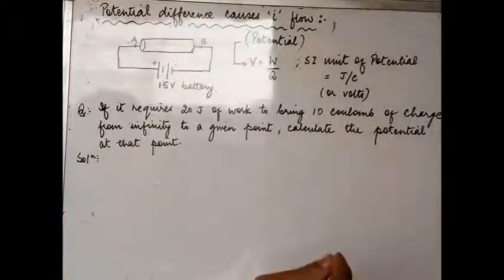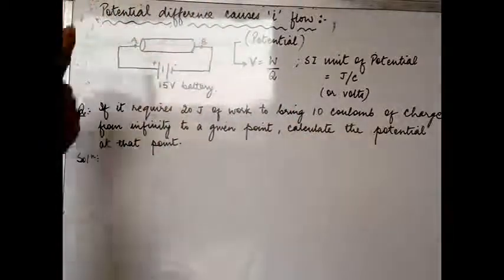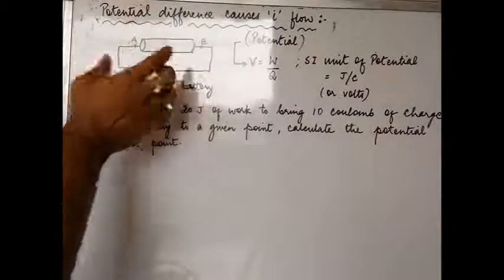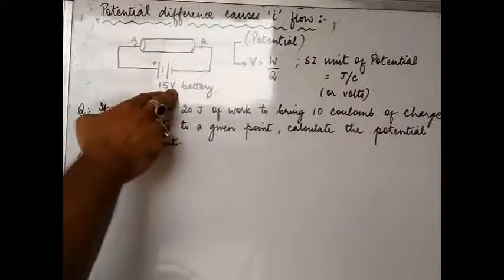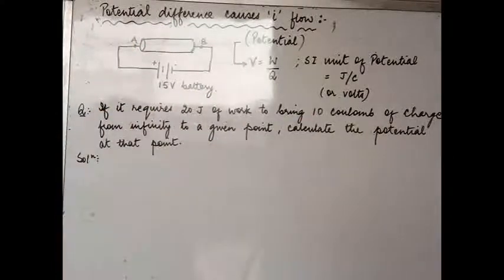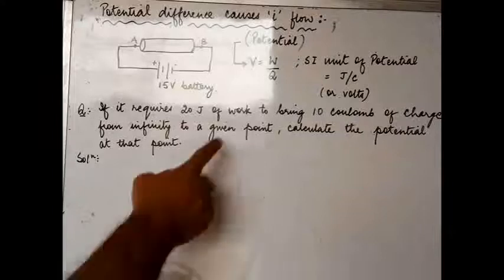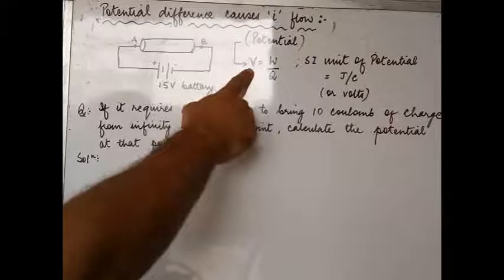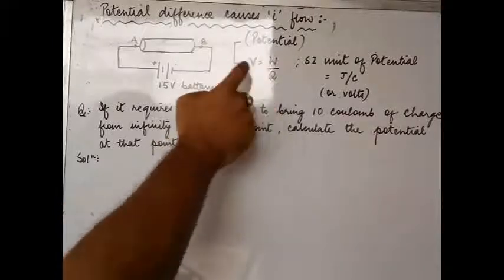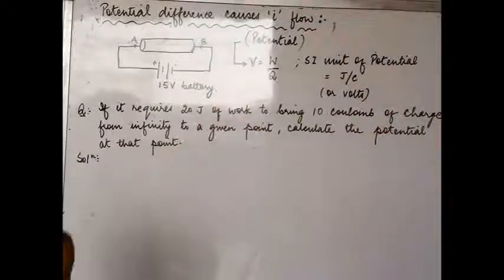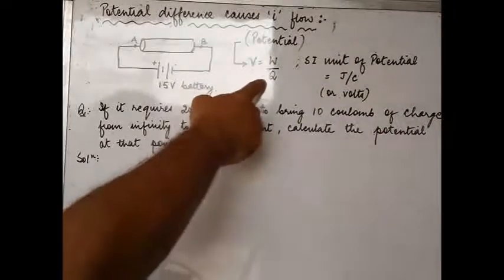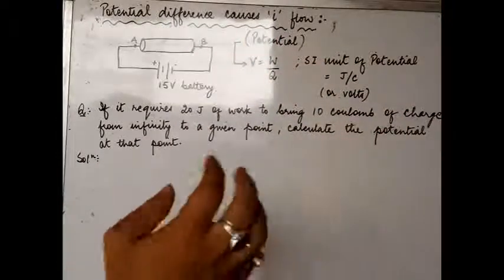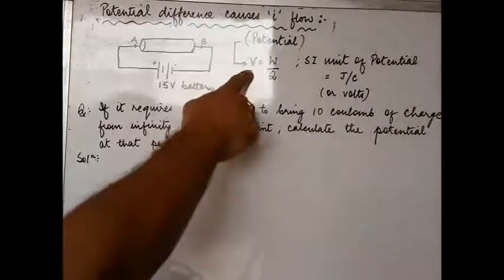But the moment you create a potential difference by inserting a battery, you see, now this is a 15 volt battery. I have told you the SI unit of potential. The formula we had discussed: potential at any given point is defined as the work done in bringing unit positive charge from infinity to that particular point. So from this formula you can get the SI unit of potential also.